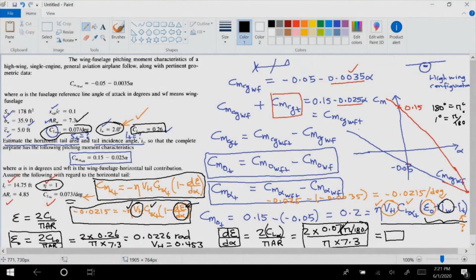And what is that number? All right, so VH is 0.453. So you now have this 0.453, and you can obtain the value for IT. Okay, so you can solve for IT.